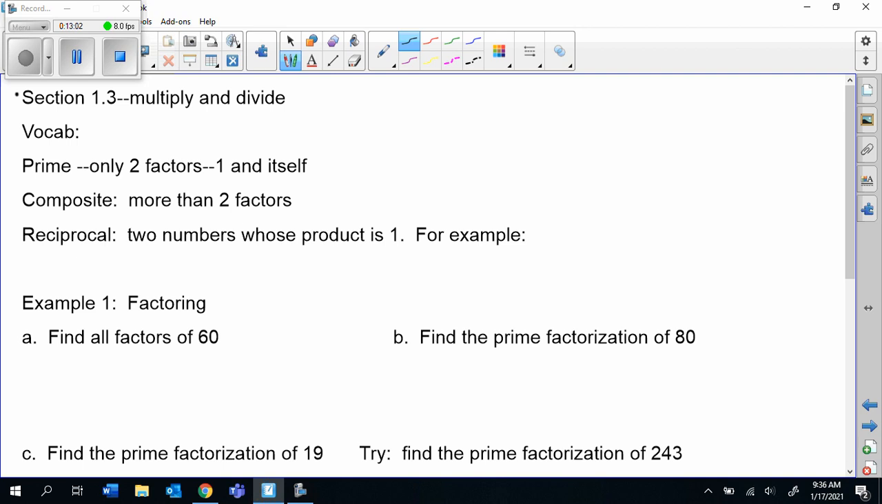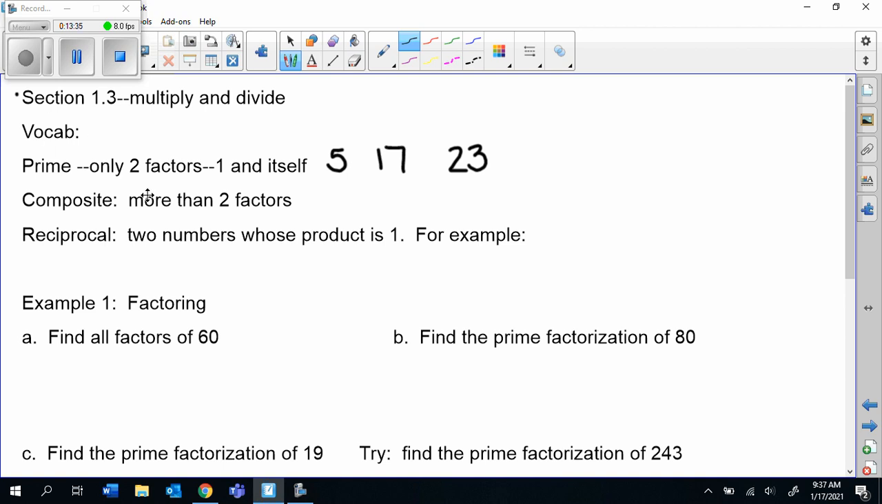1.3, now we're starting to get into fractions. So, what is a prime number? A prime number is a number that only has 2 factors, 1 and itself. For instance, 5 is a prime number. 17 is a prime number. 23 is a prime number. So those things don't have any other factors. Nothing divides into it evenly.